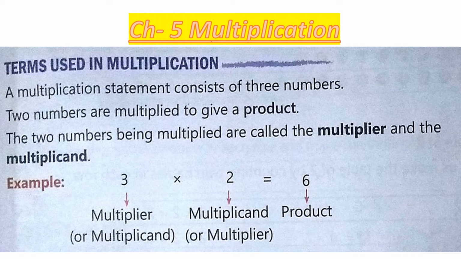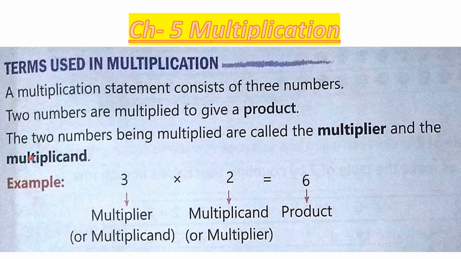Hello everyone. We are reading chapter 5, that is multiplication, and in the last class we have learned how to write the multiplication statement from repeated addition. And today we will see the terms used in multiplication. So when we are writing the multiplication statement, what are the numbers known as? What are the terms used in multiplication?